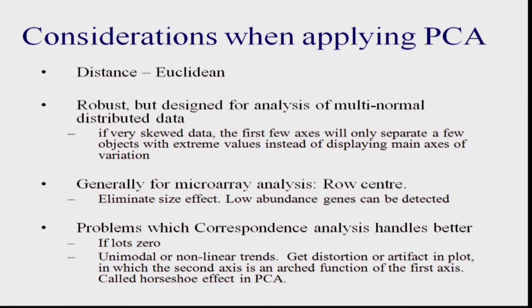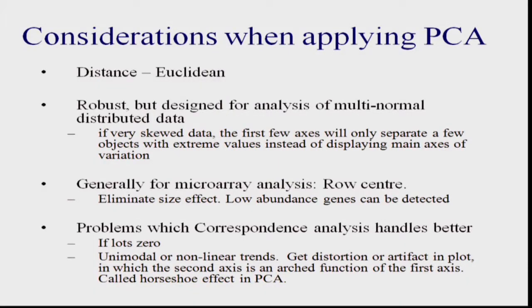So, considerations when applying PCA: you're decomposing a column-centered matrix, and the distance you're looking at is akin to a Euclidean distance. It's robust, but designed for analysis of multinormal distributed data. If your data is very skewed, or if there's a really big scale effect on the data, that will be evident on the first component. And you may well be going down to 3, 4, 5, and 6.